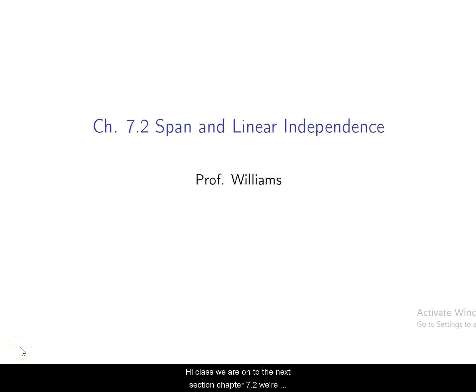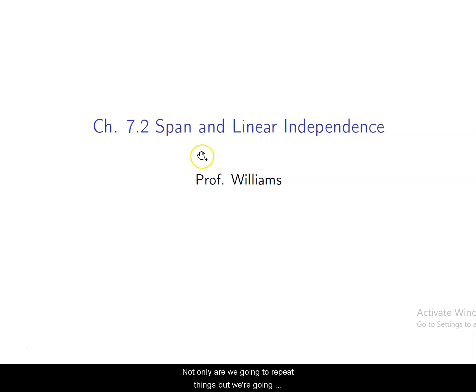Hi class, we are on to the next section, chapter 7.2. We're going to talk about span and linear independence. A lot of what we're going to see today are things that we've covered before. We're going to repeat a couple of definitions, which is always a good thing, especially when it comes to span and linear independence, because these are generally ideas and concepts that are hard for students to grasp.